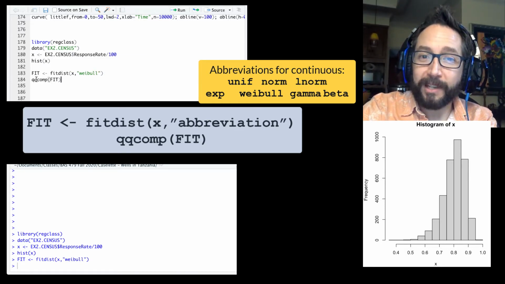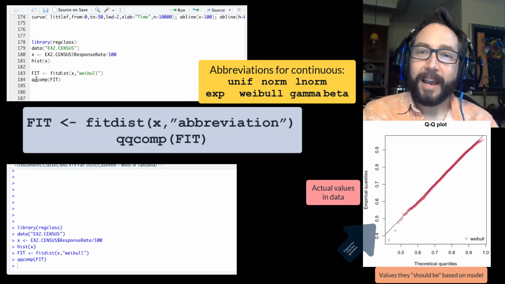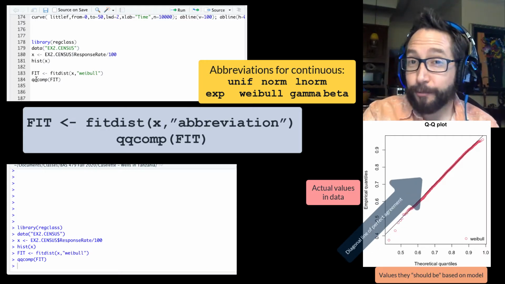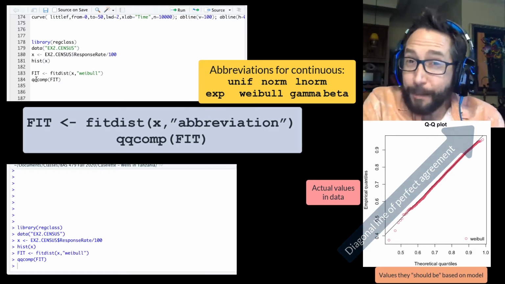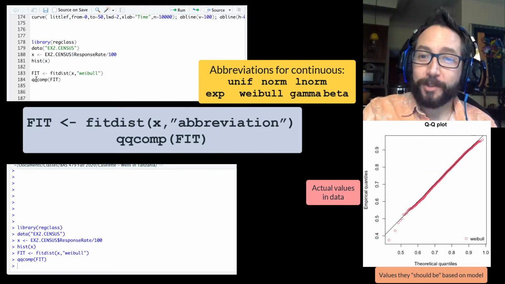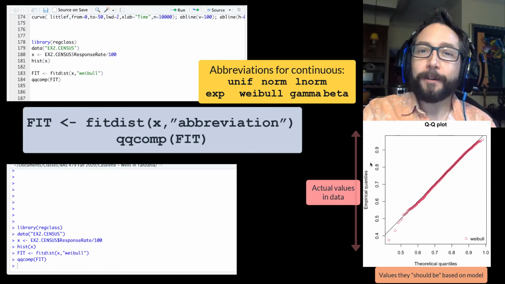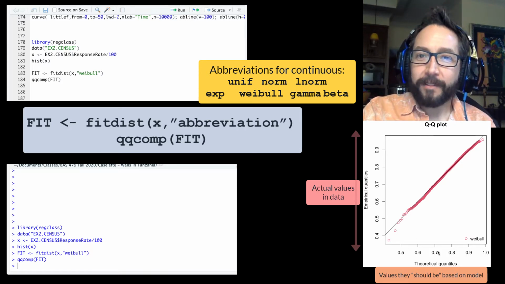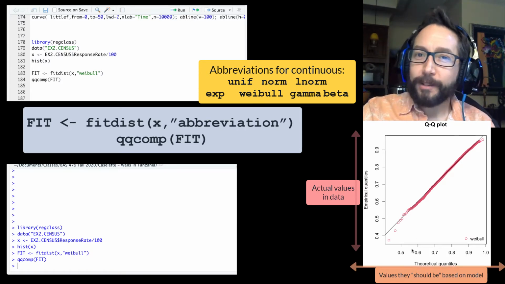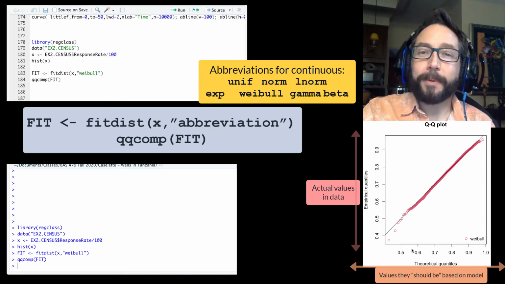That's going to produce the quantile plot, and this is going to allow us to evaluate how reasonable of a probability model this is. And this is a pretty amazing fit, to be honest. So on the vertical axis right here, we have the empirical quantiles. So these are the actual values which we've observed in the data. And on the horizontal axis, those are what those values should be if the probability distribution was correct.